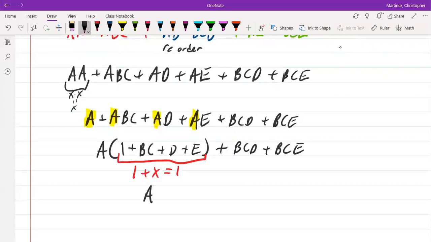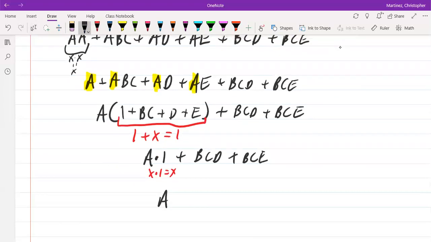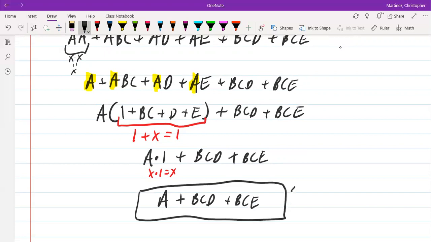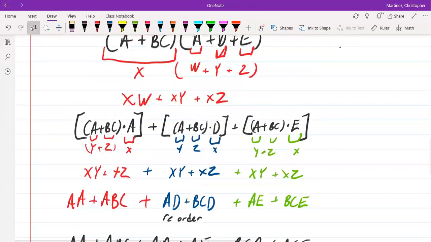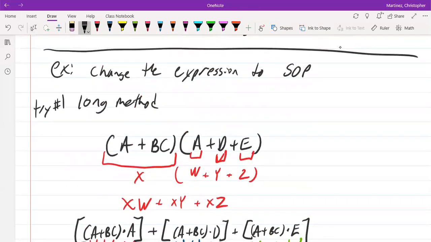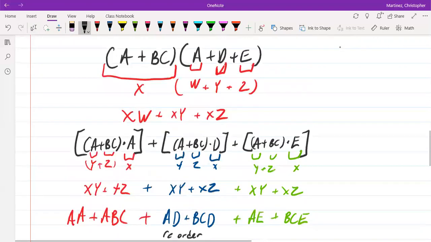So that would give me A ANDed with 1 plus BCD plus BCE. And X ANDed with 1 is just X. So I can say that is A plus BCD plus BCE. And this is in sum of products. I have 3 products and they're all being summed together. Our starting expression was not sum of products because I had products of sums in the middle, okay?